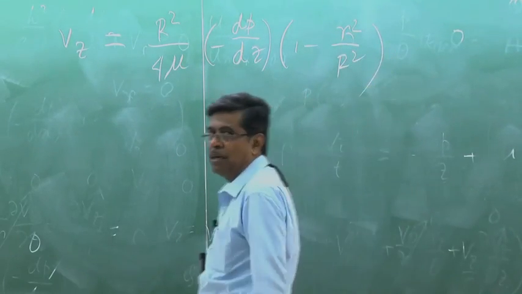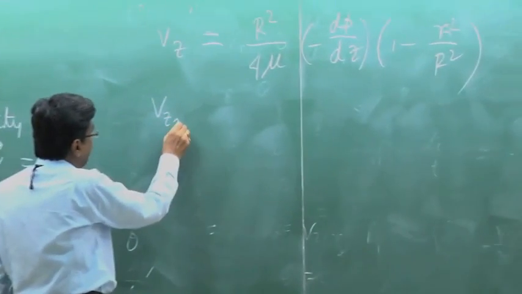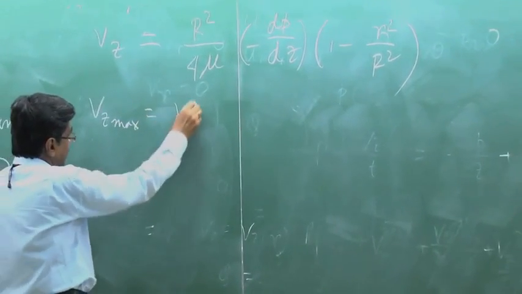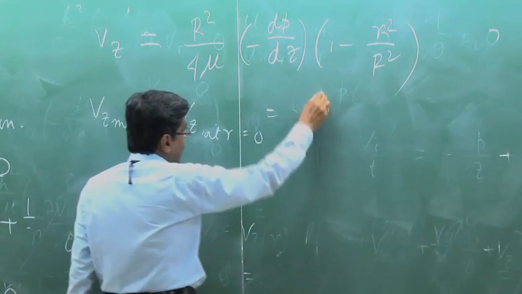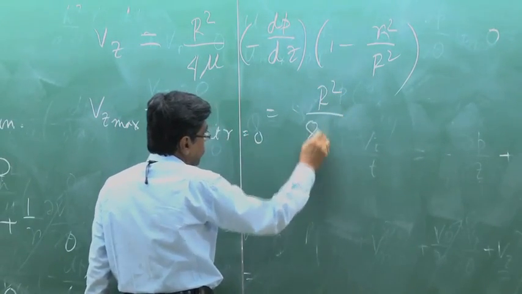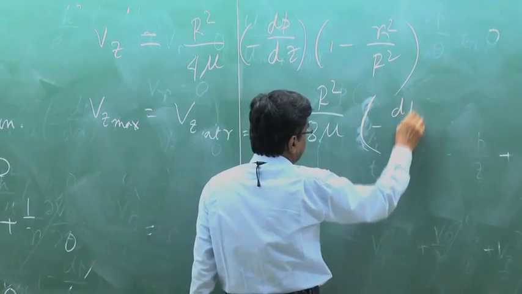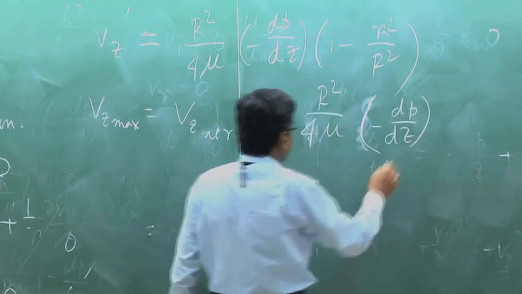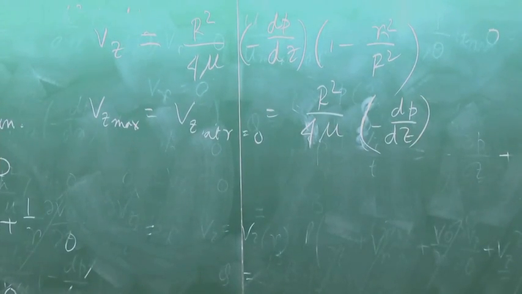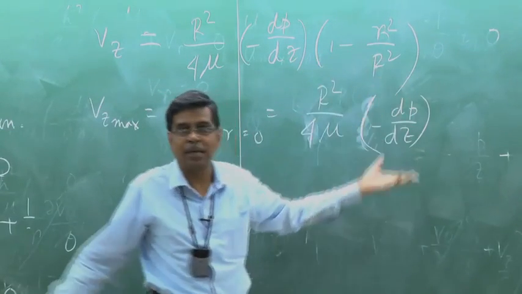The remaining part is school level thing, that Vz maximum, that is Vz at r is equal to 0, that is R square by 4 mu into minus dp/dz. So one can express Vz by Vz max as 1 minus r square by R square.